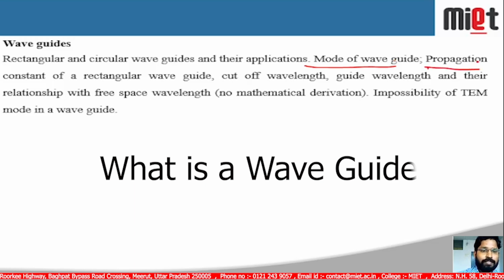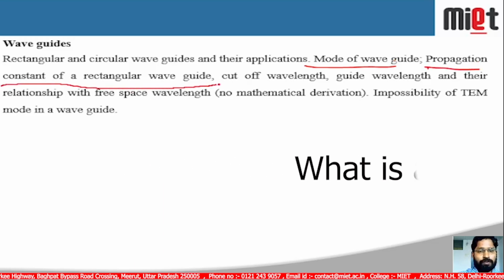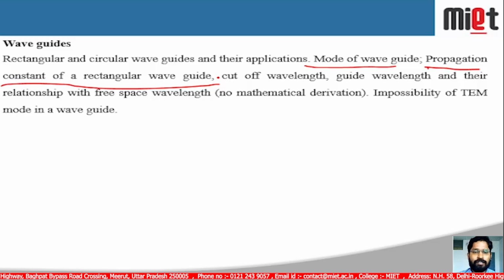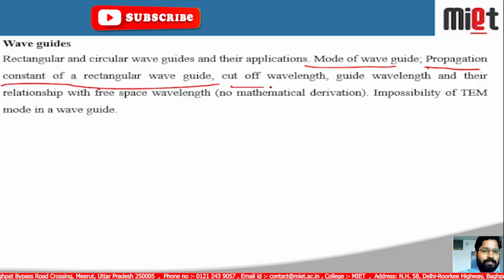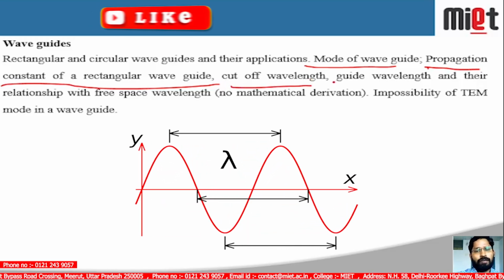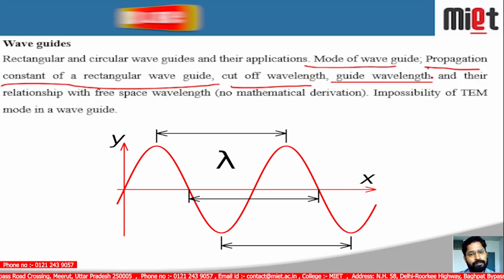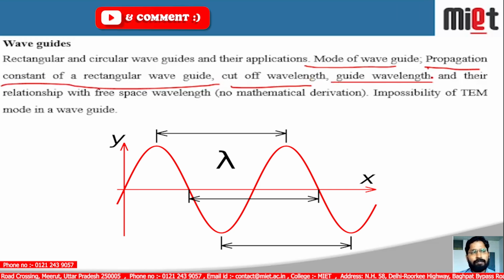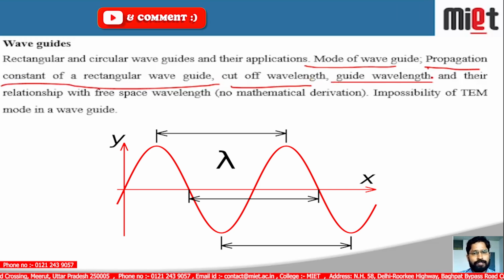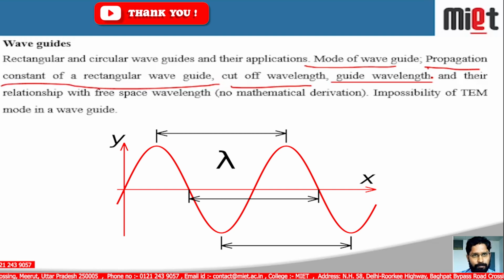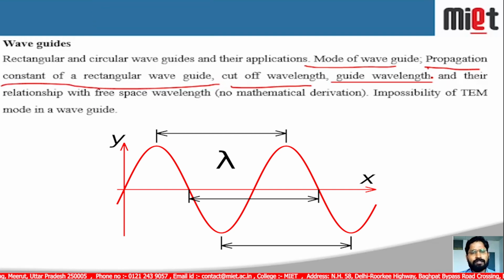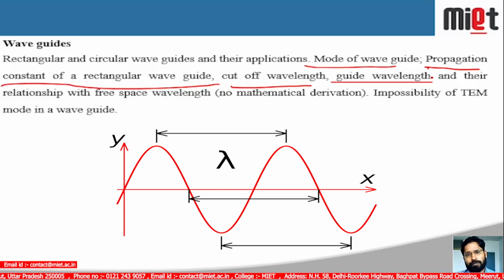Then we discuss the propagation constant of a rectangular waveguide, generally denoted by beta. We discuss the propagation constant when we discuss the waveguide. After that, we discuss the cutoff wavelength, guided wavelength. The cutoff wavelength is the wavelength at a particular cutoff frequency. Beyond that particular frequency, no frequencies are propagated.